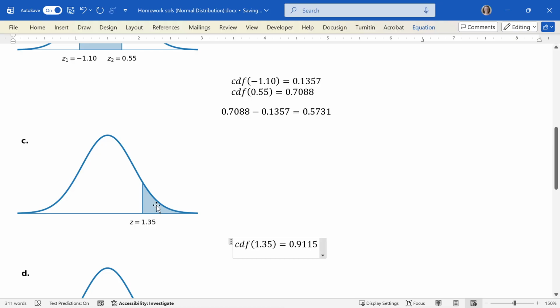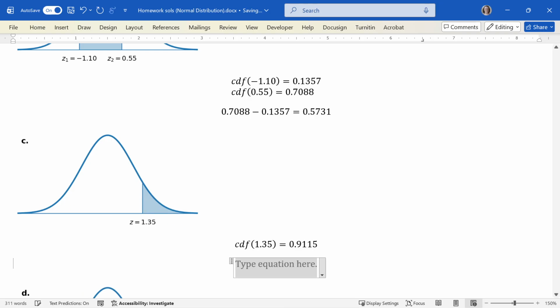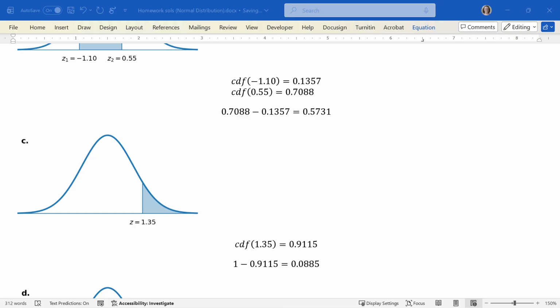All right, and then that is actually this white area here, the left tail, and I want the right tail. So I'm going to do 1 minus that. So 1 minus 0.9115, and get my calculator and actually subtract. And I'm getting 0.0885, about almost 9% of the area.